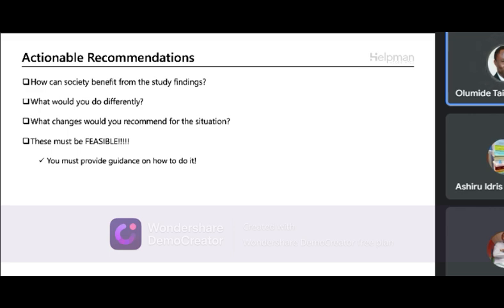So, for you to be able to answer this second question, what will you do differently, it means that you need to know what is being done at the moment. What is government doing? What's the industry doing? What are development organizations doing currently? When you know that, that's when you can talk about what you would do differently based on this study.